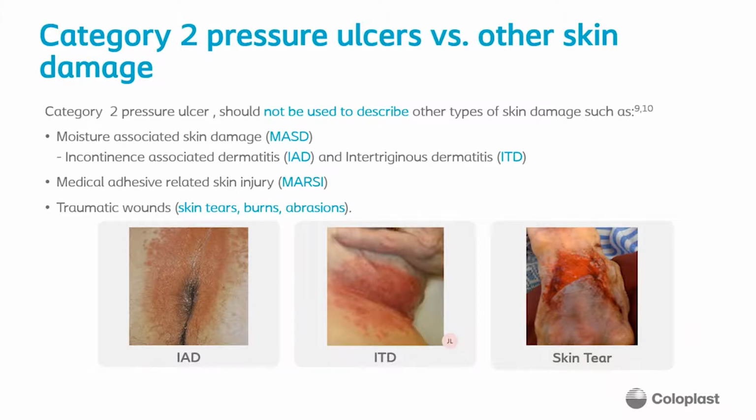Then skin tears. Sometimes I've seen a skin tear documented as category 2 pressure damage. Well, actually, we just need to be really thinking and looking at our assessment of this patient and what the presenting factors are, and establishing whether it is true pressure or whether the cause is because of another reason.